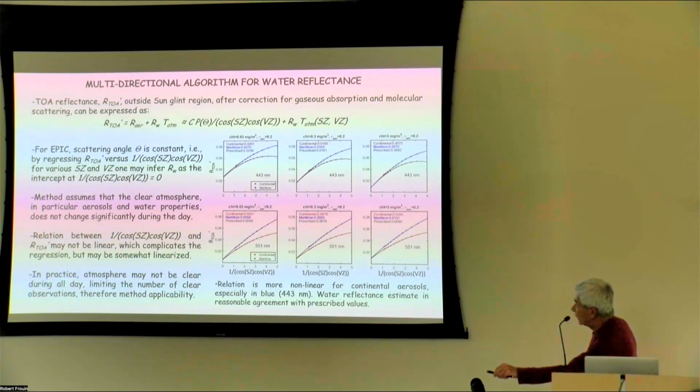Of course, in practice, the atmosphere may not be clear during the whole day. So this limits the number of key observations and therefore the method's applicability. But again, by viewing at the same scattering angle and analyzing this kind of simple expression here, you can get some idea about a new method to do atmospheric correction.